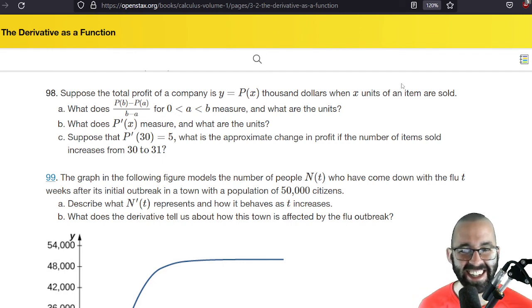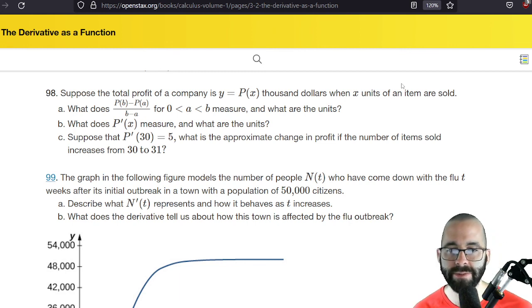Look at part C. We just did it basically. I'm not even going to do part C right now, because that's exactly it. The answer for part C is $5,000. That means the marginal profit at a production level of 30 is $5,000. So if we make 31 units, we're going to make about $5,000 more. That's basically what marginal profit is all about.